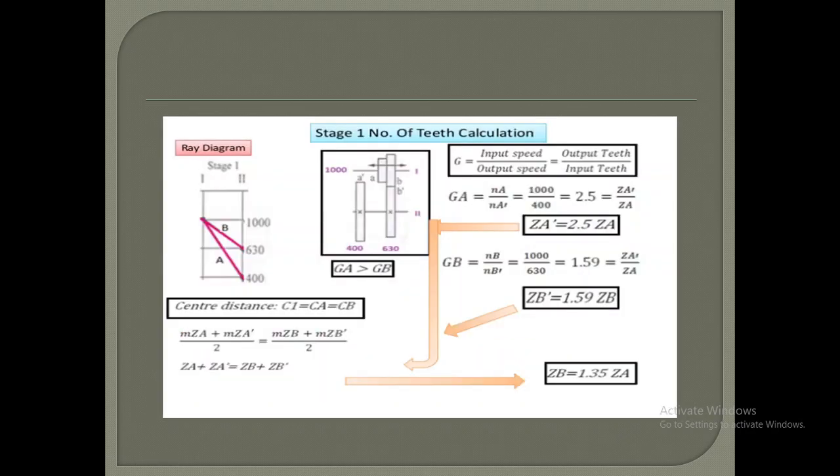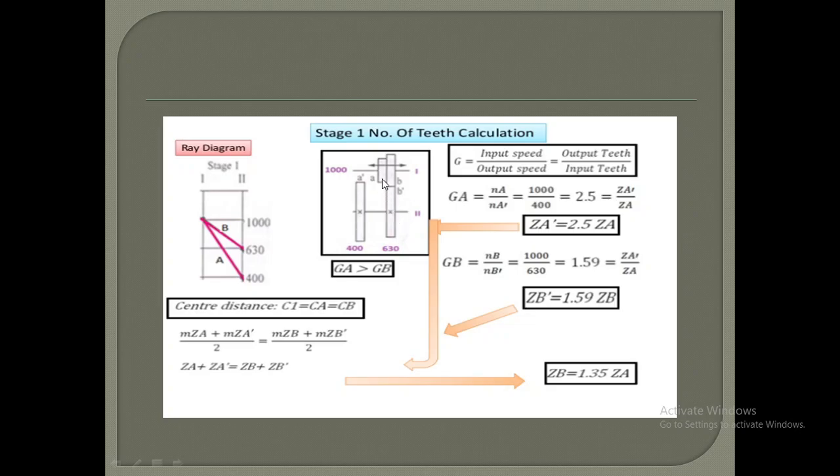Then next we want to calculate the number of teeth. How to calculate the number of teeth? Here I have given one example. See, I have considered there are two shafts, an input shaft and an output shaft, right?